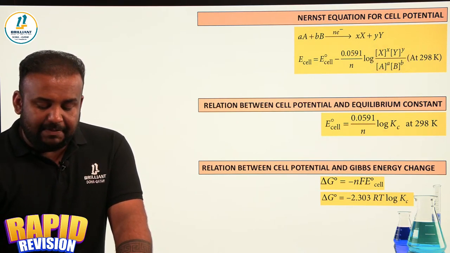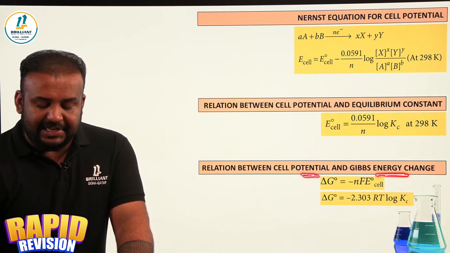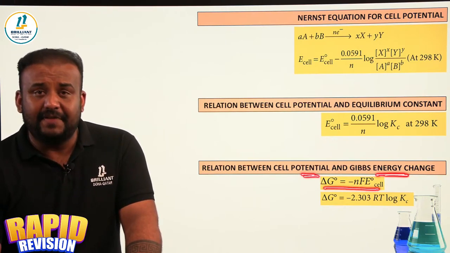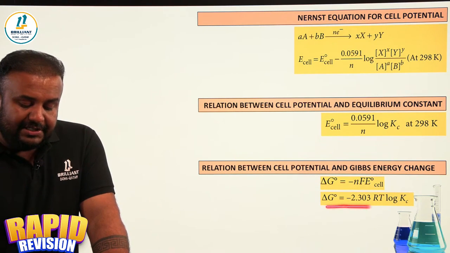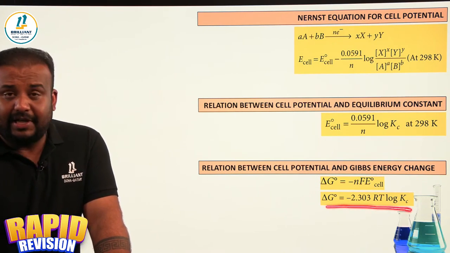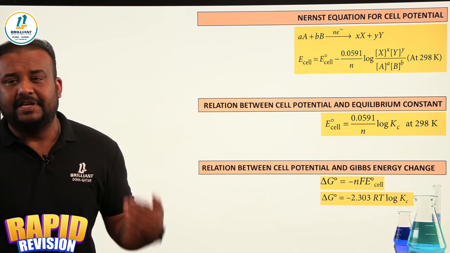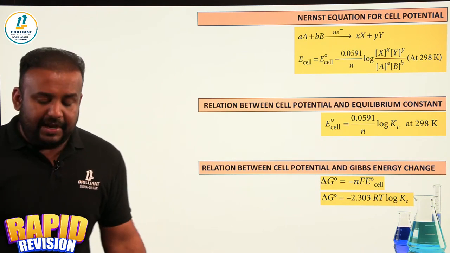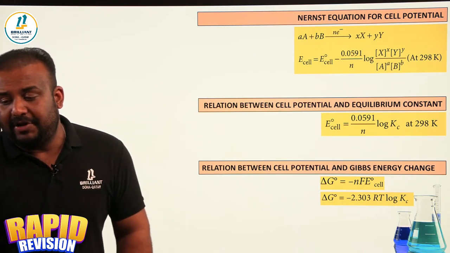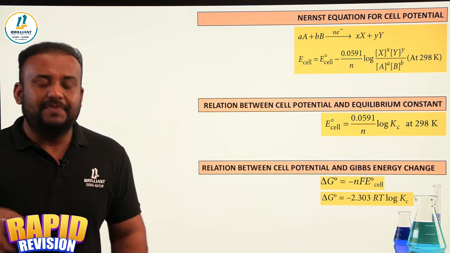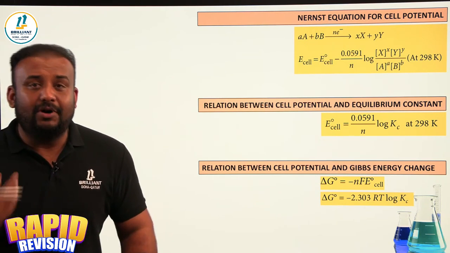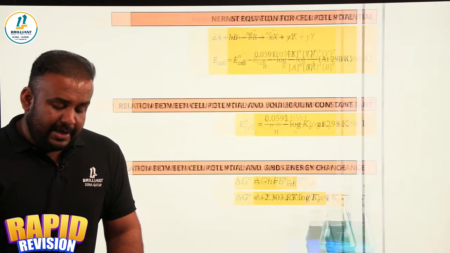Now there is a relationship between the cell potential and the Gibbs energy change. Delta G0 is equal to minus nF E0 cell, and delta G0 is equal to minus 2.303 RT log Kc. Derivations are not required here. These relationships are very important because these are the only relationships you will be using in this chapter to solve the numerical questions. Okay.